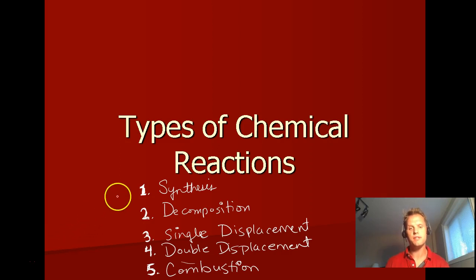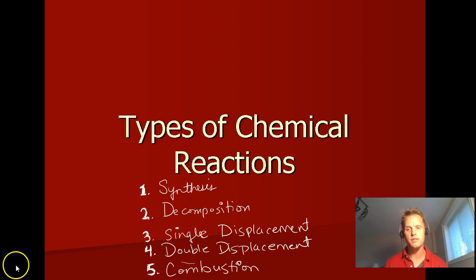We have synthesis, which we're going to equate to marriage. That's our analogy, which helps us remember that. Decomposition, which we're going to use the analogy of divorce to help us remember that. Single displacement, which we'll talk a little bit more about. Double displacement, and combustion, which you should recognize as fire. So synthesis means to make something, decomposition is breaking down something, single displacement is replacing one thing, double displacement is replacing 2 things, and combustion is burning things.